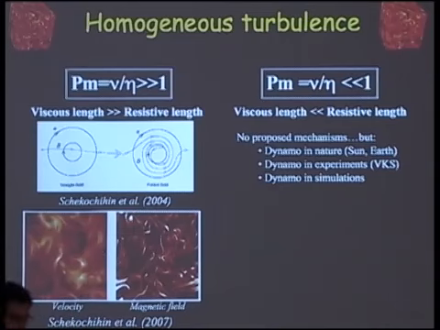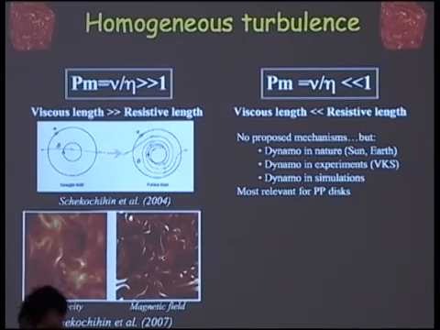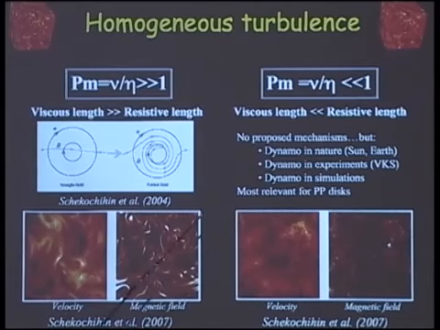So there is no well understood way to have dynamo in this regime. But we know there is dynamo in many situations. And that's also, as I said, the relevant regime for protoplanetary disk. They start to have simulation now showing a dynamo effect in this regime. But they have to push the Reynolds number to very large values.